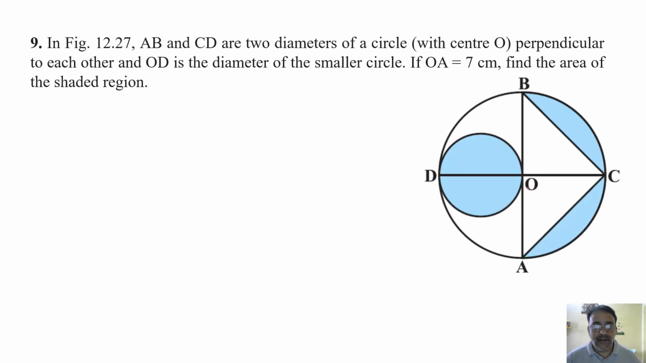No, sir. Okay, now we'll move towards question number 9. In figure 12.27, AB and CD are 2 diameters and they are perpendicular to each other. So this is 90 degree. Okay. And OD is the diameter of the smaller circle. If OA is equals to 7 centimeter, so find the area of the shaded region.